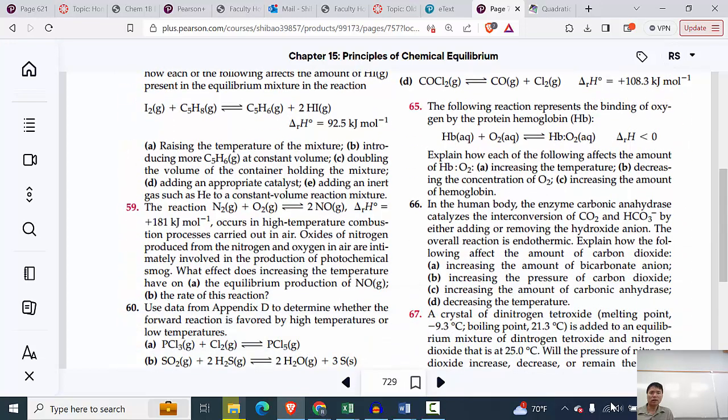All right, those are Le Chatelier's. Let's look at number 65. The following represents the binding of oxygen by the protein hemoglobin. Hemoglobin has an iron 2 stuck in the center. So it forms a coordinate covalent bond, which is what they're trying to show here. It's binding to hemoglobin here. Explain how each of the following affects the amount of this complex. This is what we call an adduct.